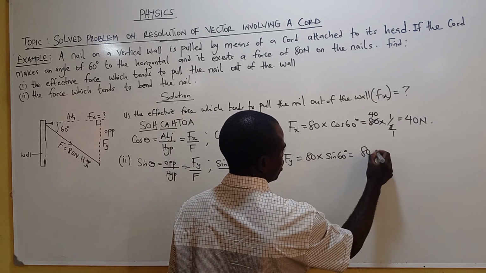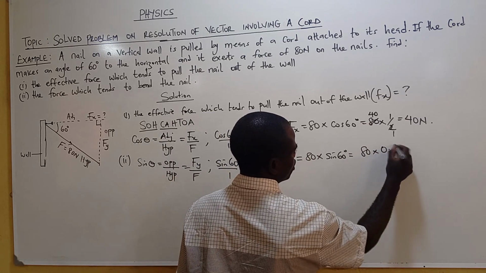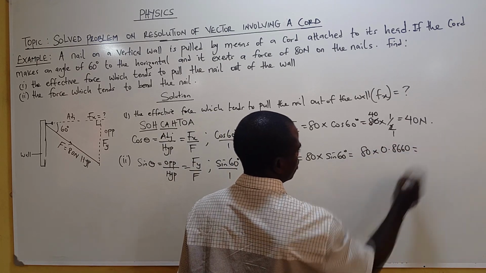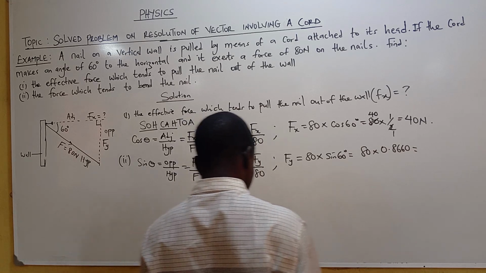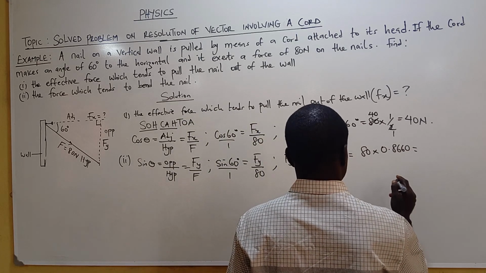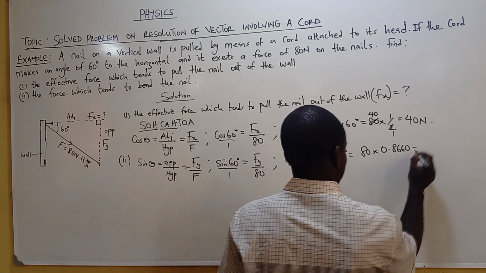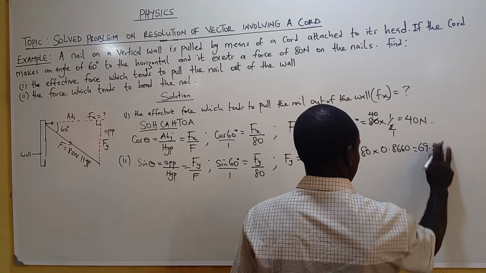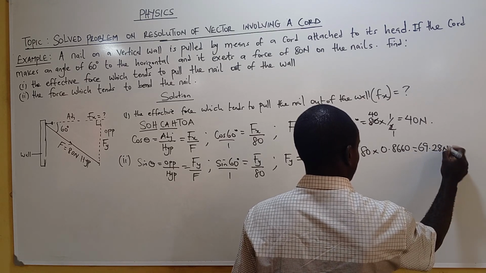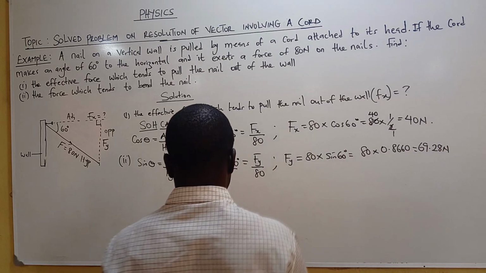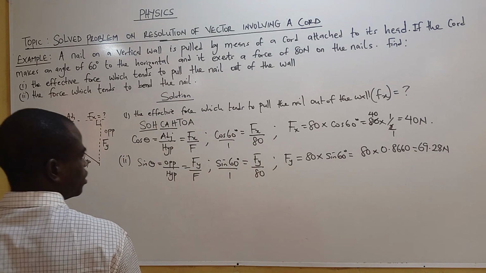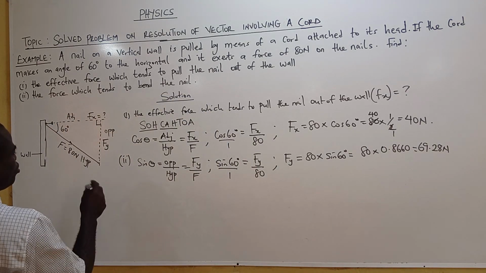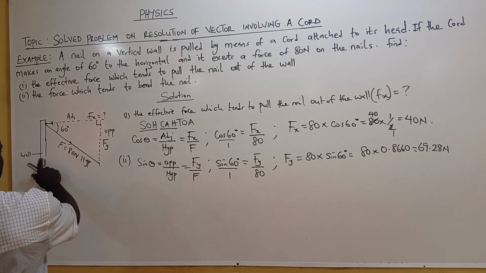You have 80 times sine 60, which is 0.8660. When you multiply that, you have 69.28 Newton. Okay, that's the effective force to bend the nail.